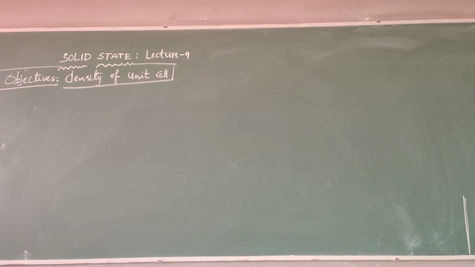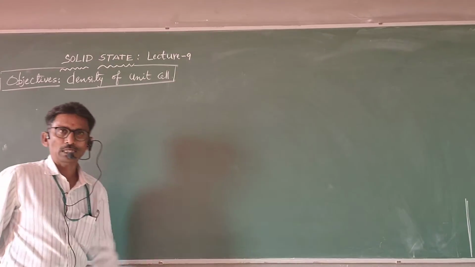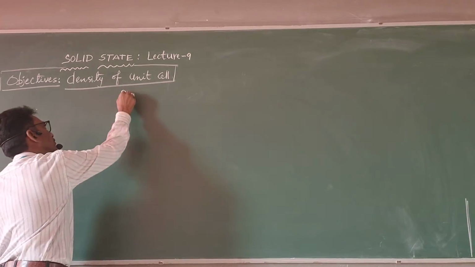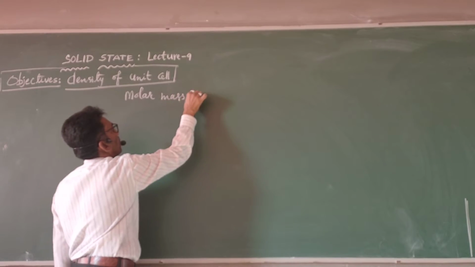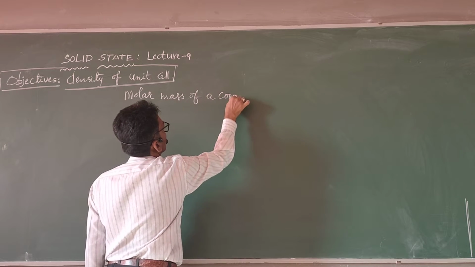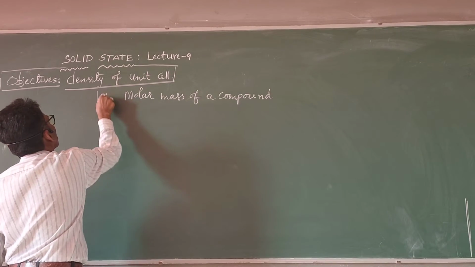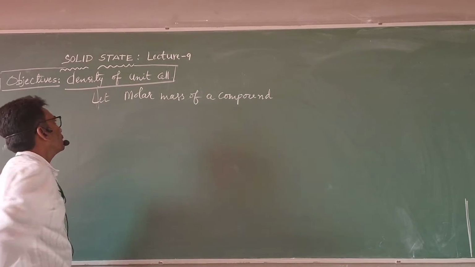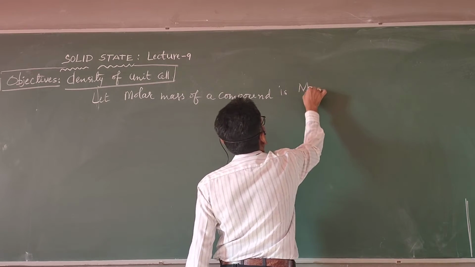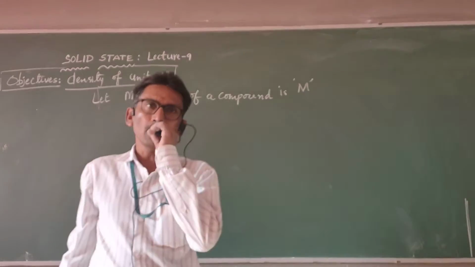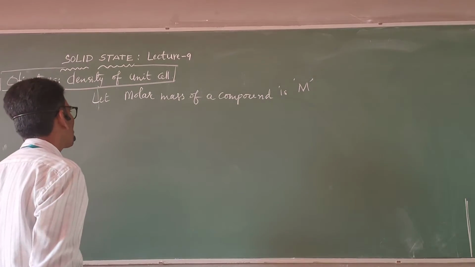So in this connection, we are going to learn about the density of the unit cell. Let the molar mass of a compound be capital M. So in this molar mass, how many particles are present? That is, Avogadro number of particles are present.